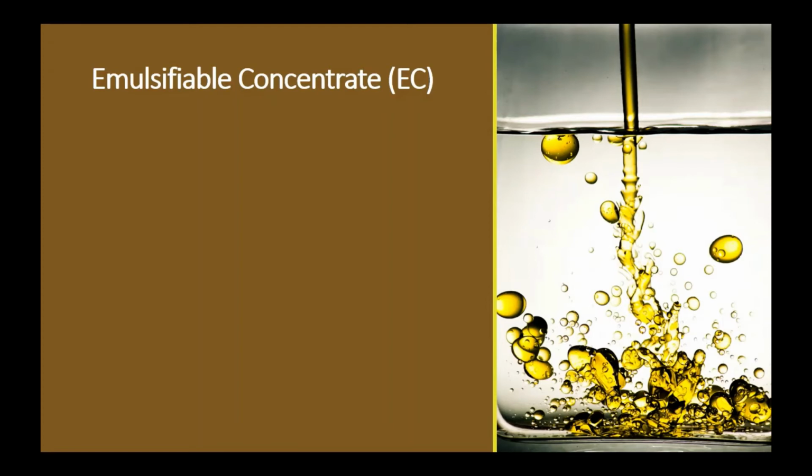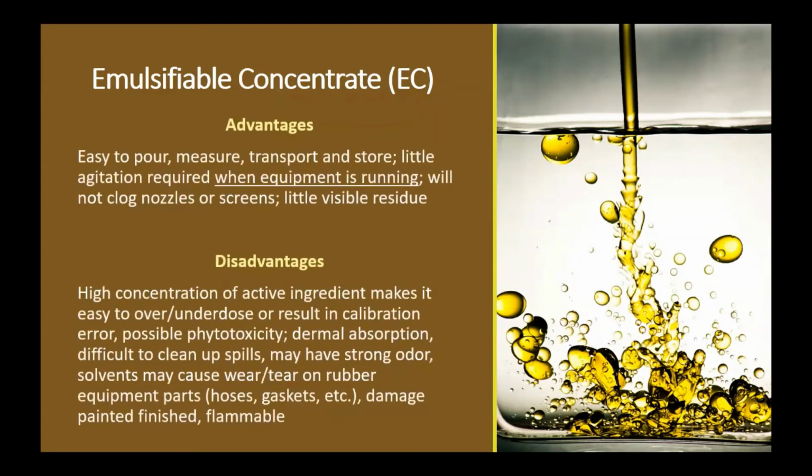You'll notice there are EC formulations to manage pests in a variety of industries: ag, forestry, ornamental, structural pest control, and food processing. And they all use different types of application equipment. It's a very versatile formulation. The advantages of EC are that they're easy to pour, measure, transport, and store. Little agitation is required when equipment's running, and they won't clog nozzles or screens, and they leave little visible residue.